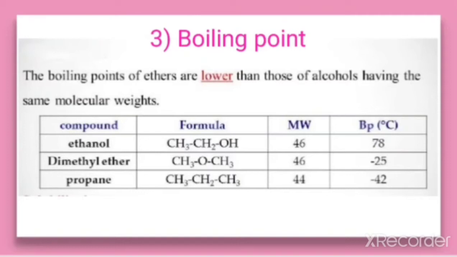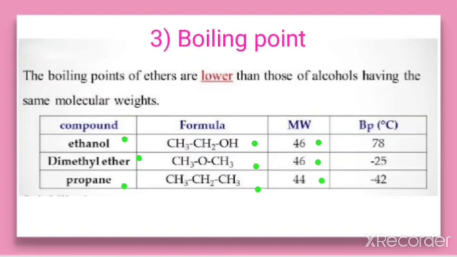So when we compare the boiling points of molecules like alcohol, ether and alkane, let us take the example ethanol, dimethyl ether, propane. The formula is given here. These have nearly similar molecular mass. We can say these molecules have comparable molecular mass, which you can check here.